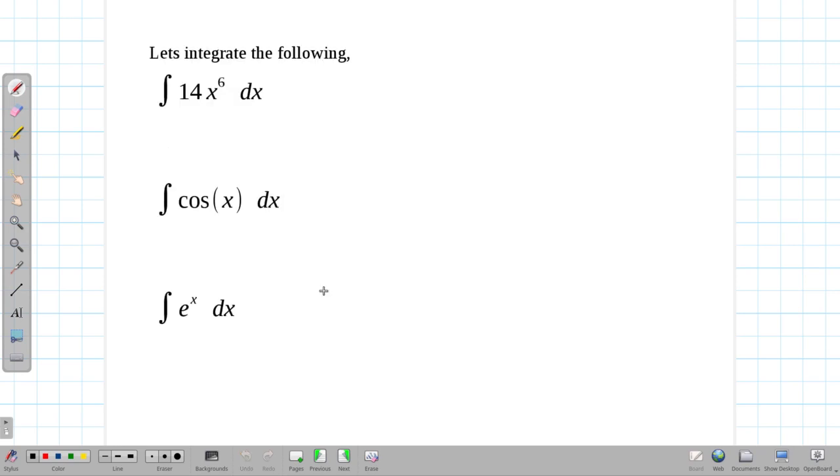Okay, let's have a look at some examples. So let's integrate the following. As long as you can differentiate, you can integrate. But I have to be honest with you, it's very easy to get confused, especially when we come to the trig functions, as we'll see in time.